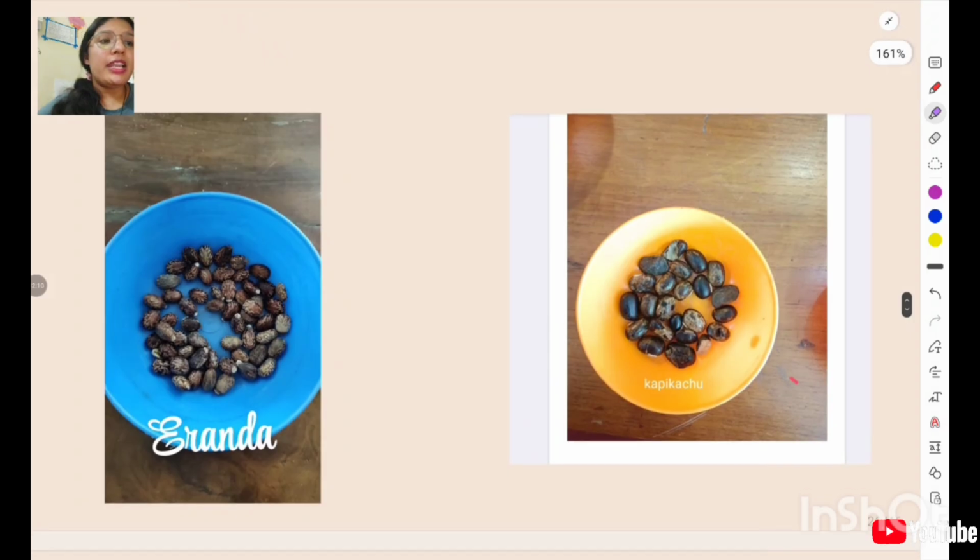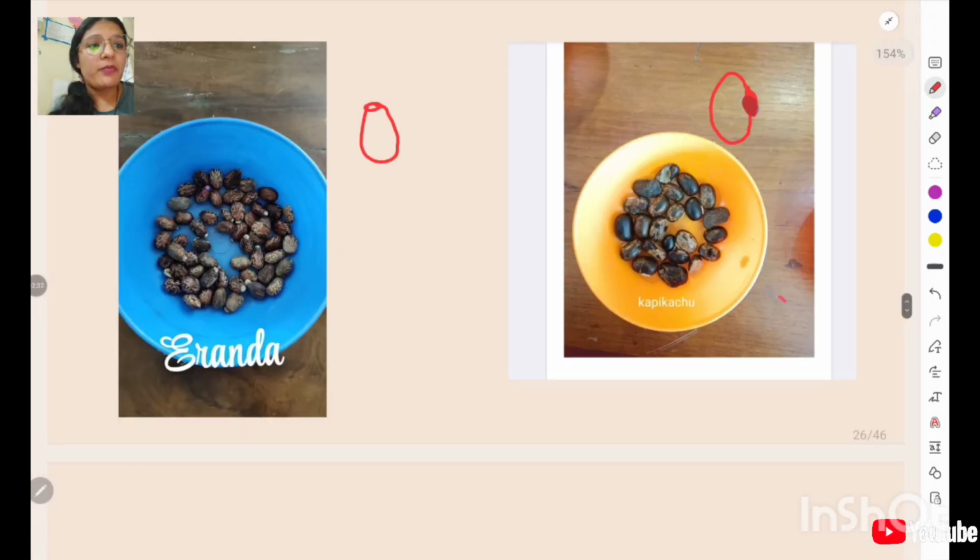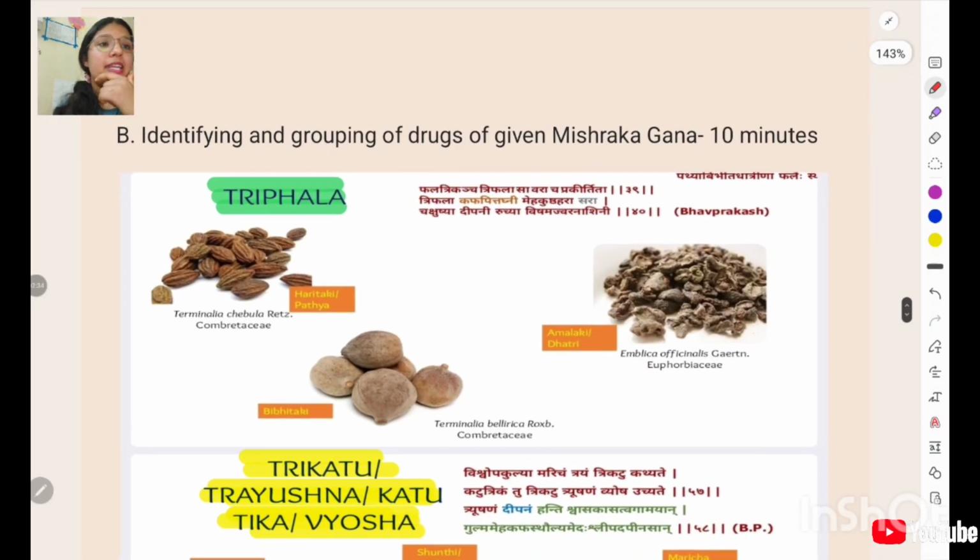This is your Eranda and Kapikachu. Eranda has caruncles. A caruncle is, as you can see, the structure here. This one is the caruncle. But Kapikachu has a different structure, I will draw it like this, and Eranda has this kind of structure. So don't forget them. Then the B part is Mishraka Gana.